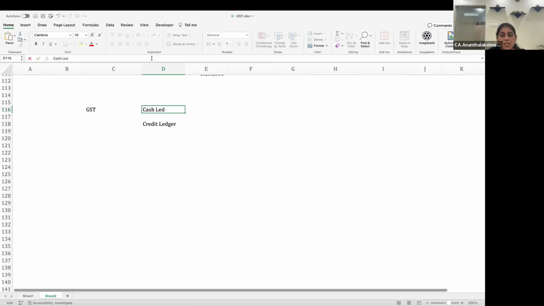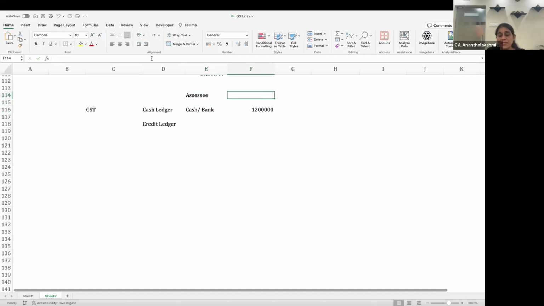Cash ledger means whatever amount you pay by way of cash, in the sense through the bank route. Whatever amount is paid by way of the bank route, if you have deposited cash to the extent of 12 lakhs, that will be called the cash ledger balance of the particular taxpayer. With regard to income tax, we call that person an assessee. With regard to GST, we call it a taxpayer. It will be available in the cash ledger of that particular person. 12 lakhs will be there.